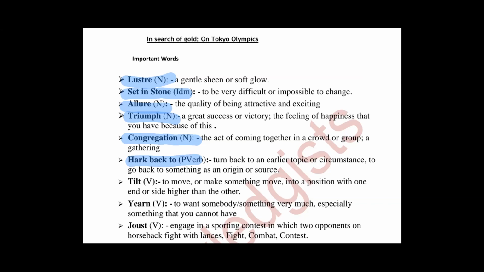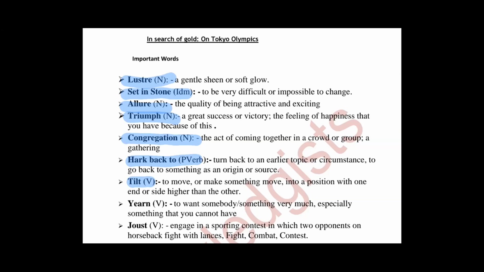Then the next word is tilt. Tilt is a verb. It means to move or make something move into a position with one end or side higher than the other. Tilted means slightly slanted, inclined. So the synonyms are lean, slant, incline. Antonyms are leveled, flattened, straightened.